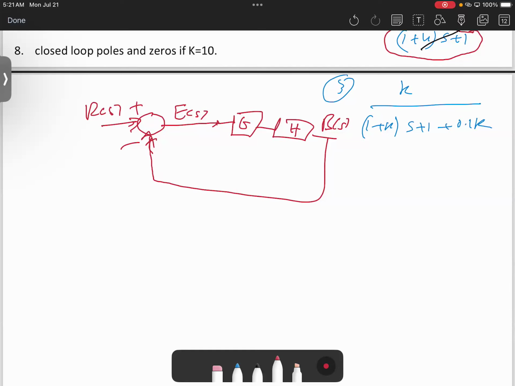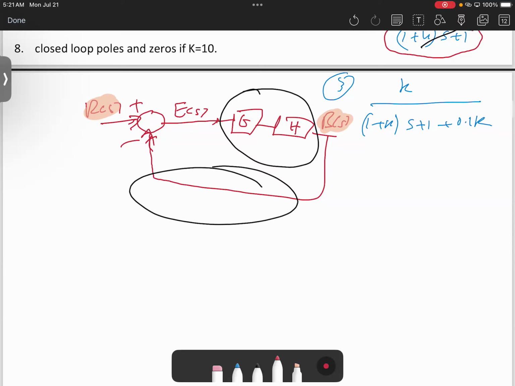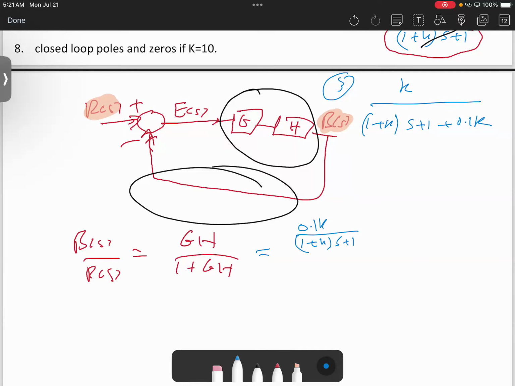Then by looking at this, you will realize we need to find B of S over R of S. What's the forward gain? GH. How about the feedback? 1, or unity feedback. Therefore, what we can say is B of S over R of S is actually GH divided by 1 plus GH. Okay, does it make sense? Now, let me substitute them, which is 0.1 K divided by 1 plus K times S plus 1, divided by 1 plus 0.1 K over 1 plus K times S plus 1.